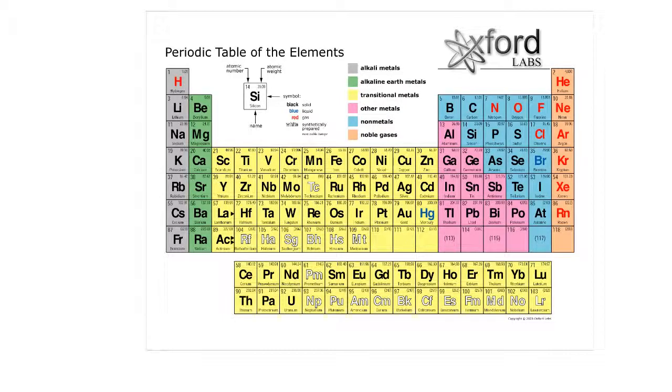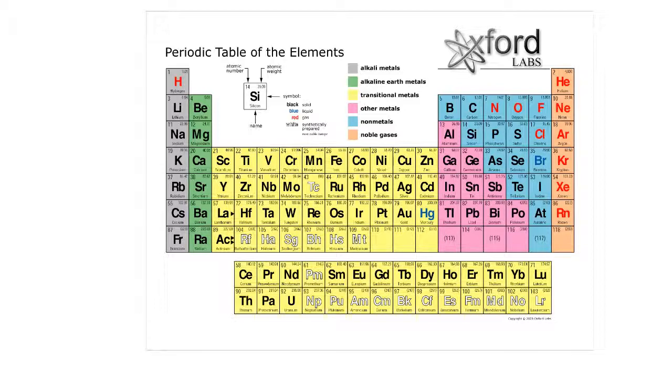So this is the periodic table. We're going to work with this a bunch, and you'll have your own that you're going to color, and you'll make it kind of like this one that I've got. But let's look at it a little bit more in depth. You'll notice that it's broken into several colors here. We have gray for the alkali metals, green for alkali earth metals, yellow is transitional metals. That's most of the metals you've ever heard of: iron, titanium, nickel, things like that. The other metals are in pink, non-metals are in blue, and noble gases are in kind of an orange color.